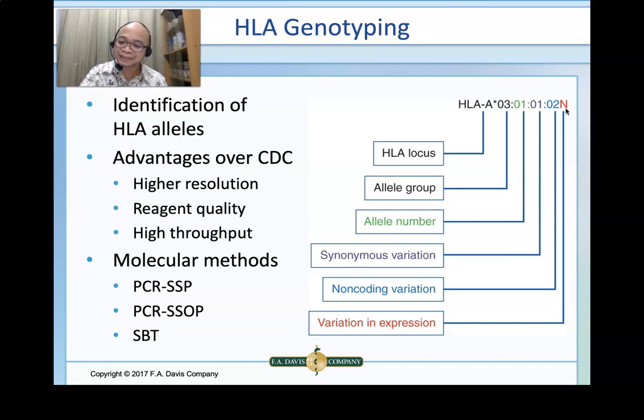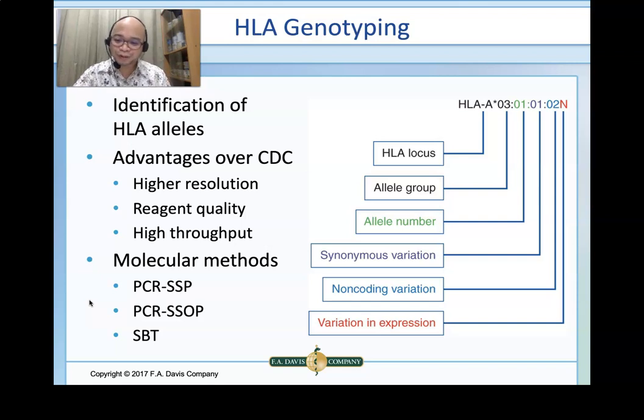There are several methods of doing this. One of them is PCR-SSP, which stands for sequence-specific priming PCR. Another is PCR-SSOP, which stands for sequence-specific oligonucleotide probe hybridization, and SBT is sequence-based typing.